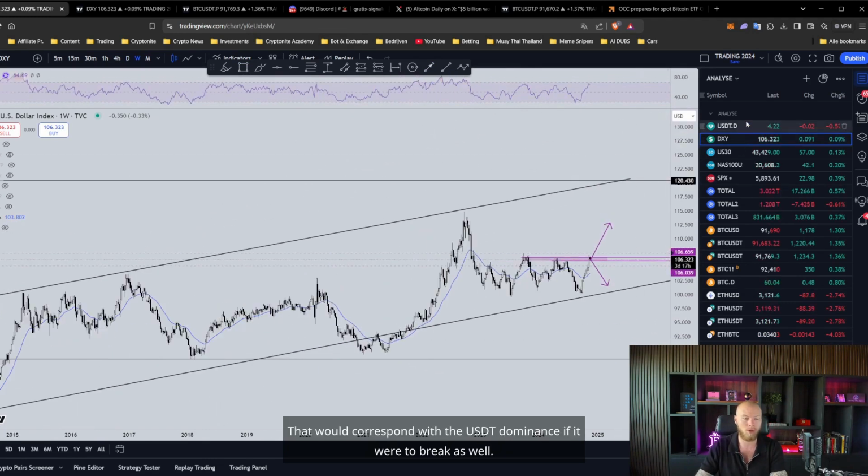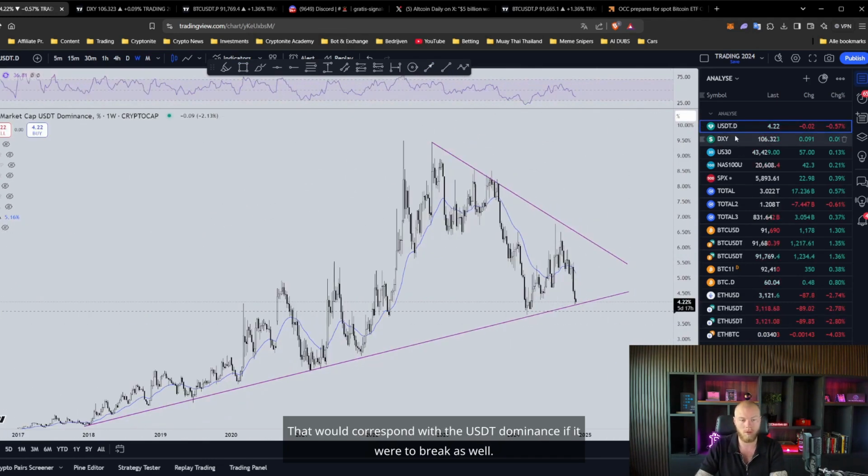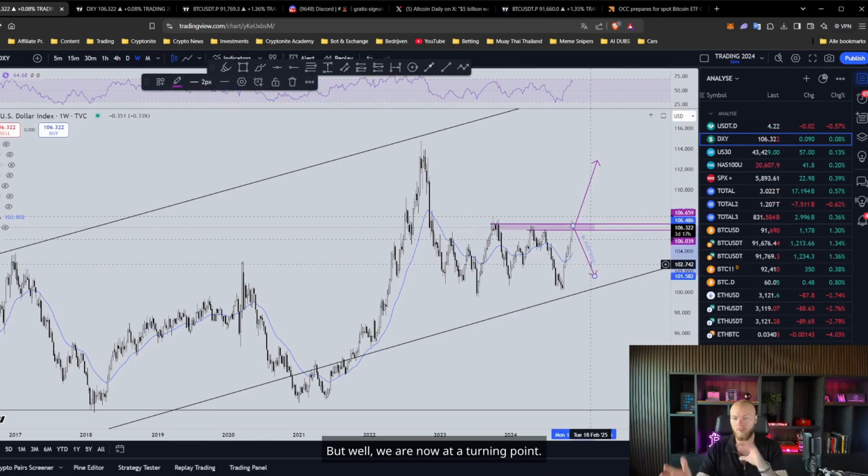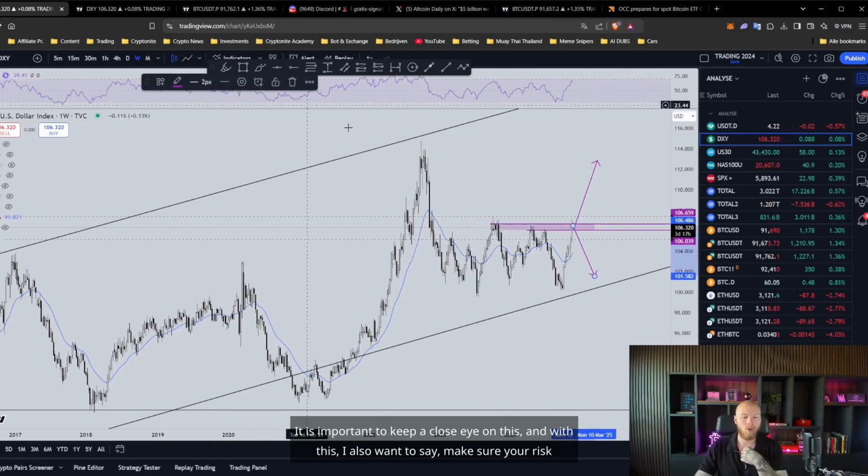That would correspond with the USDT dominance if it were to break as well. But well, we are now at a turning point. It is important to keep a close eye on this, and with this I also want to say, make sure your risk management is always in good shape.